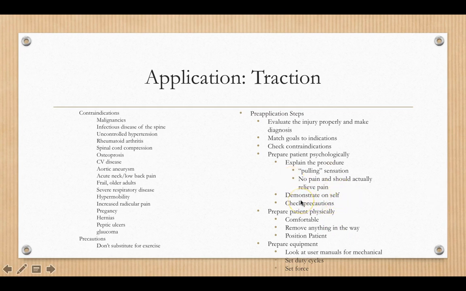Check all of the precautions that you have. Prepare the patient physically, make sure they're comfortable, remove anything that's going to be in the way. So, if clothing is inhibiting your grasp or the straps, we might want to remove that. When we're doing manual, we need space to do these things. So make sure stools are out of the way, that everything's proper. Position the patient, prepare the equipment, put the straps on, set your treatment, set your forces, set your duty cycles.